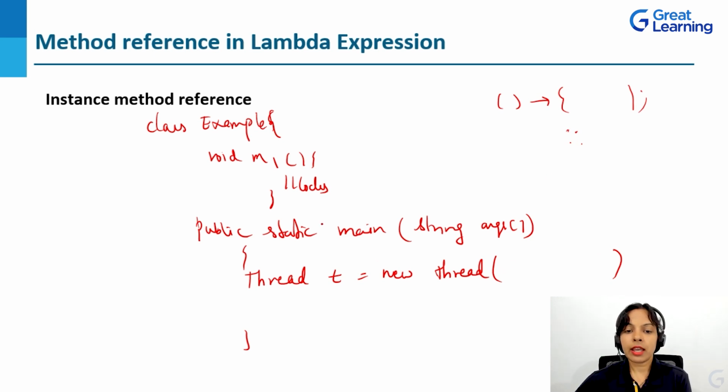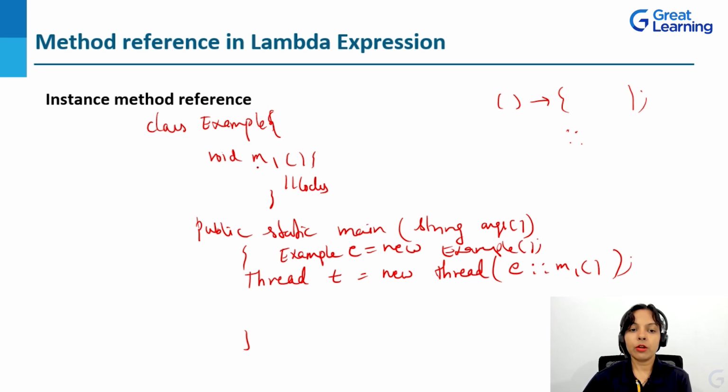As it is an instance method, I need an object to call this method. So I have to create an object of the example class. I'll create that first here, new example. And then using this object e and then 2 colons, then the method m1. This is how we will use the lambda expression and refer to the instance method m1. Then you have to definitely write t.start to start the execution of this thread and the method eventually. But this is how we will refer to the instance method from the lambda expression code.